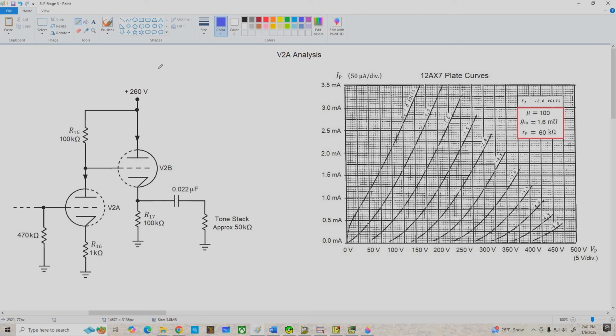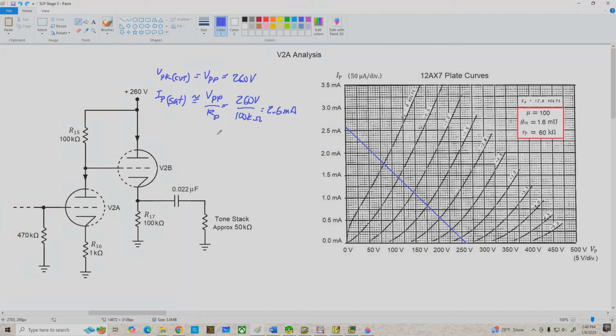All right, let's start by finding VPK cutoff for V2A, and that's going to be VPP, which is 260 volts. IP saturation for V2A is approximately VPP over RP. We can disregard RK because it's so small compared to RP. And that's 260 volts divided by 100k ohms, which is 2.6 milliamps. Okay, so let's draw our DC load line in here. 2.6 mils is right here. 260 volts is here, and there is our DC load line.